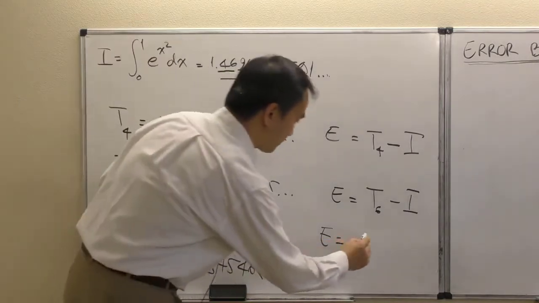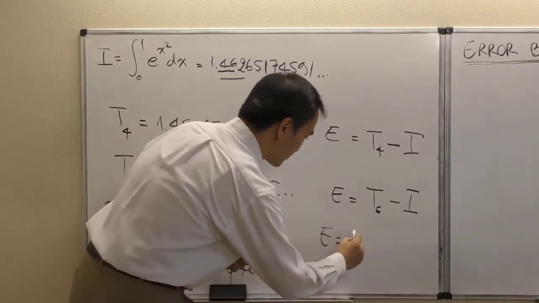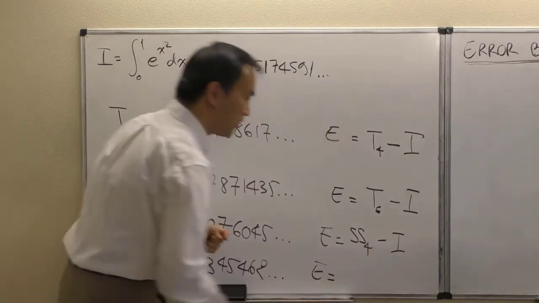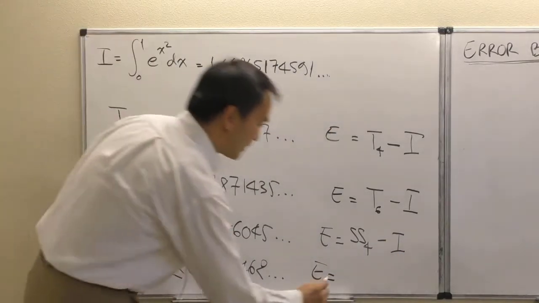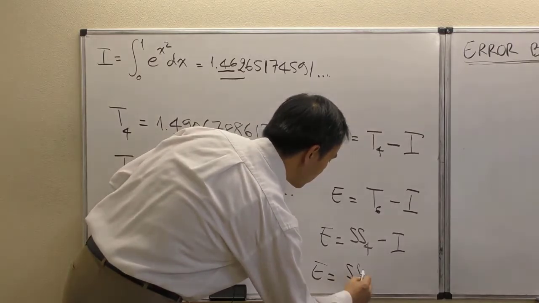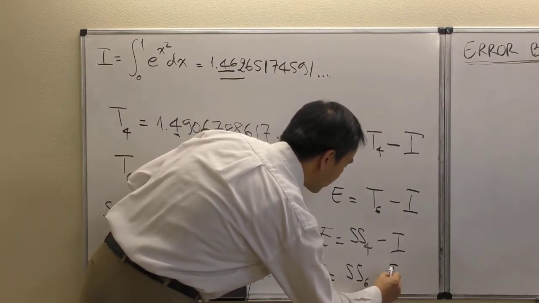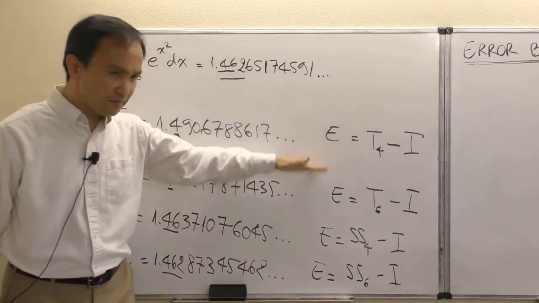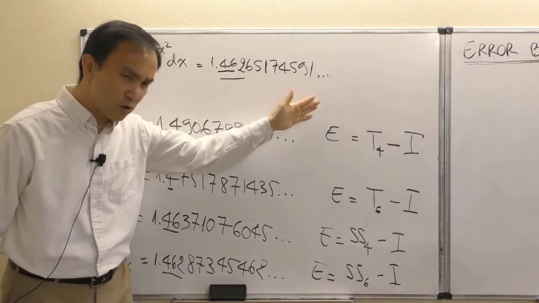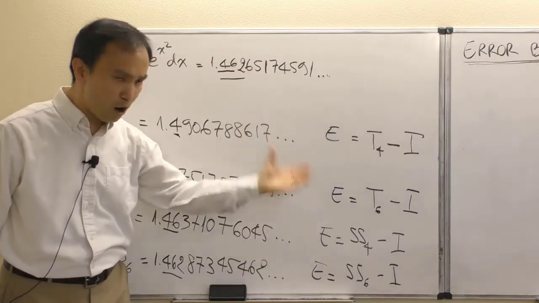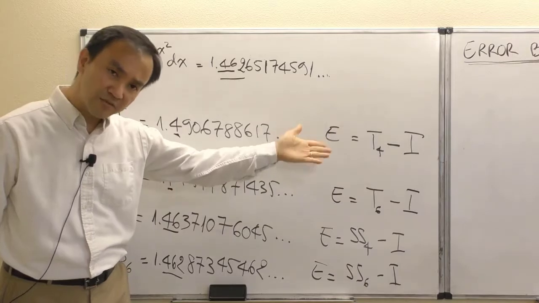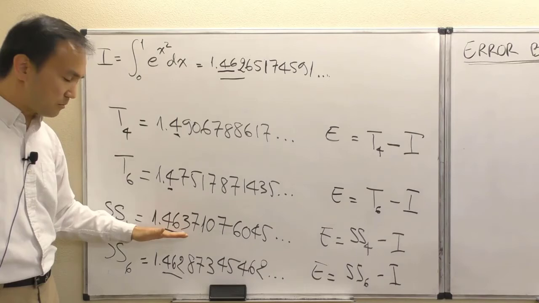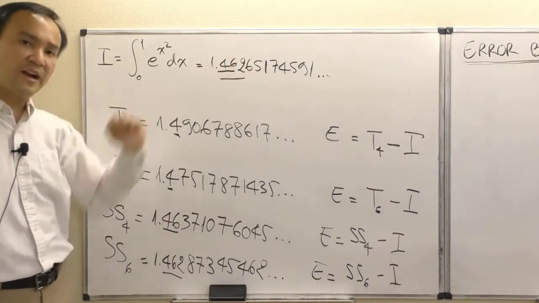But in the end, any of these amounts of being off, for Simpson's method with 4 subintervals, we're going to take SS4 minus the actual answer. That's how we can determine the amount of error. And then SS6, Simpson's method with 6 intervals, subtract the actual value of the integral. That's the error. Okay, but again, with either the trapezoid method or the Simpson's method, the error could be positive, it could be negative. It all depends on where your approximated value is compared to the actual value.